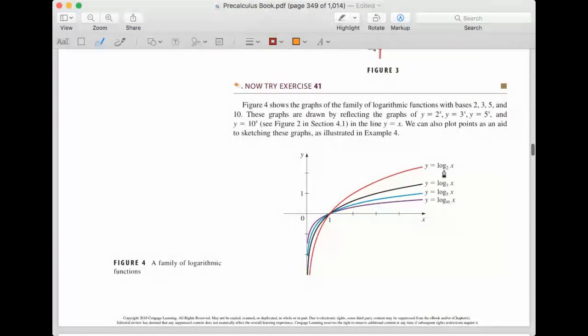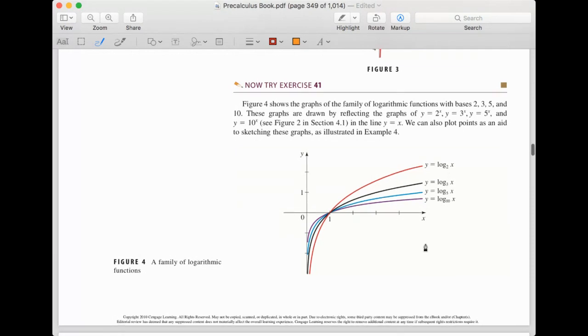We see some log functions. If it's base 2, we have the red color. If it's base 3, it's lower, we have this black color. If it's base 5, we have this blue color. If it's base 10, we have this purple color. If we have base e, it will be in between those two, between 2 and 3. That would be base e, and it will be ln x.